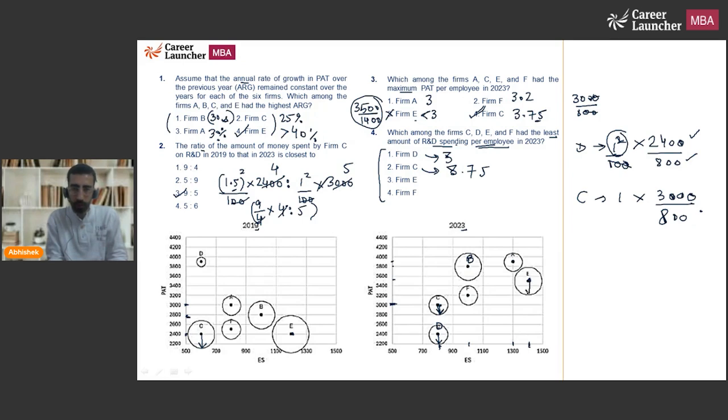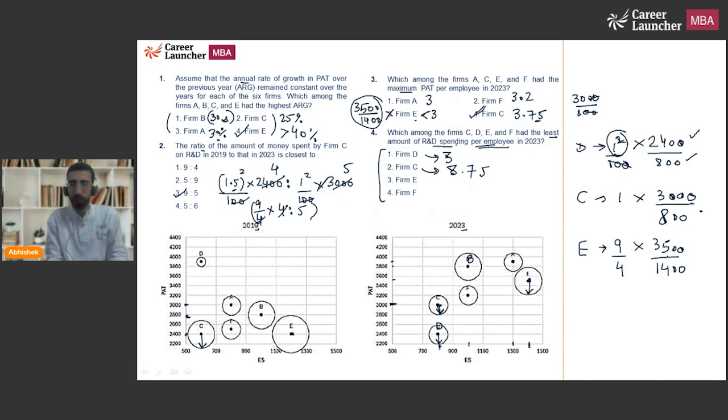1, 2, 3, right? 1.5 is your percentage. 1.5 square, that is 3 by 2 whole square, which is 9 by 4, into PAT 3500. Employee strength 1400.